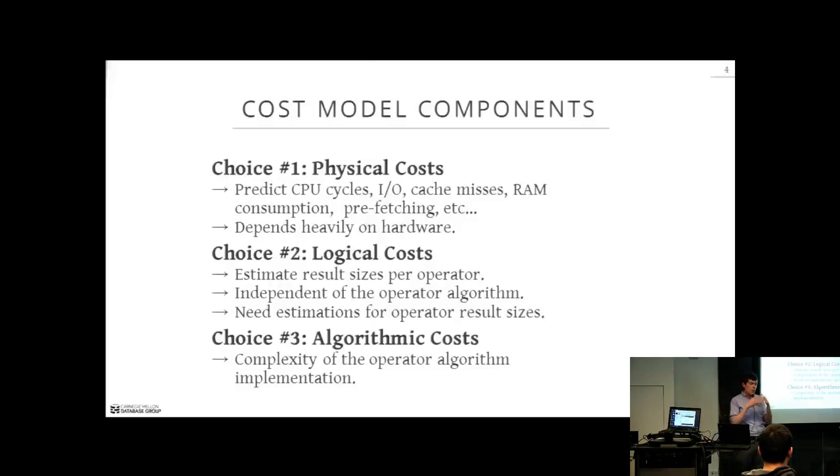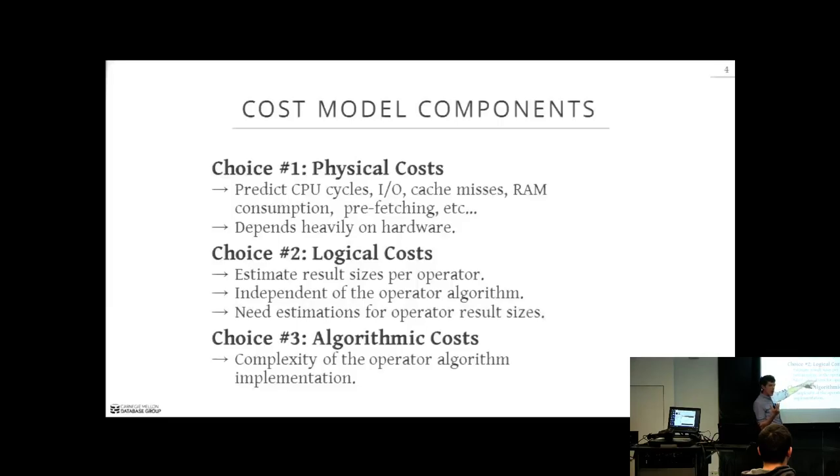So the next approach is to try to calculate the logical cost for executing the query. This is usually encapsulated in just estimating the size of the result, the number of tuples in the result that the operator is going to generate. And this is usually independent of what algorithm you're using. So if I do a hash join versus a nested loop join, it doesn't matter that one may be better than the other. They're always going to produce the same answer.